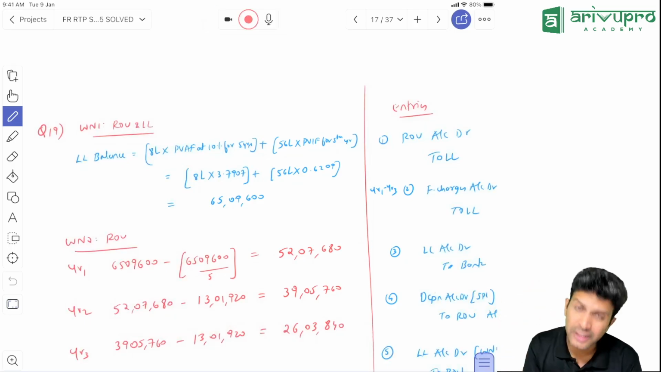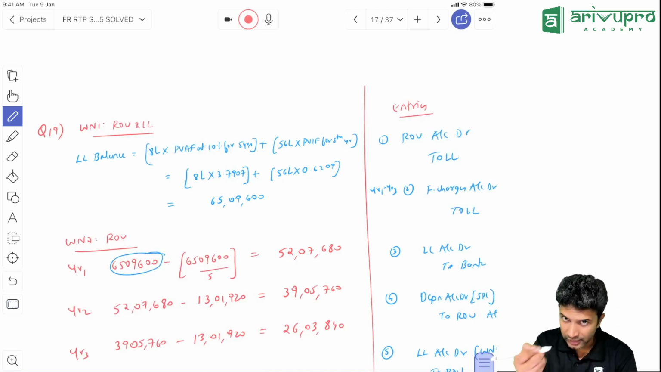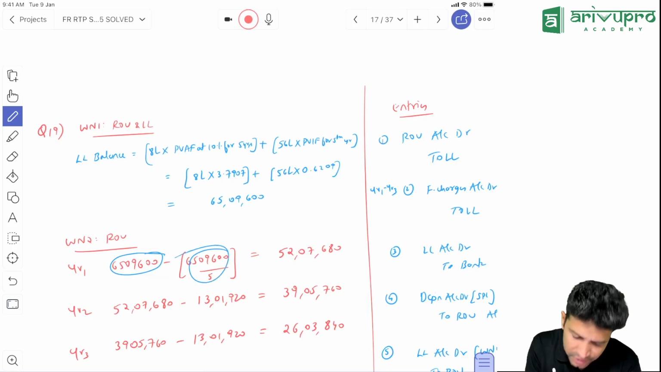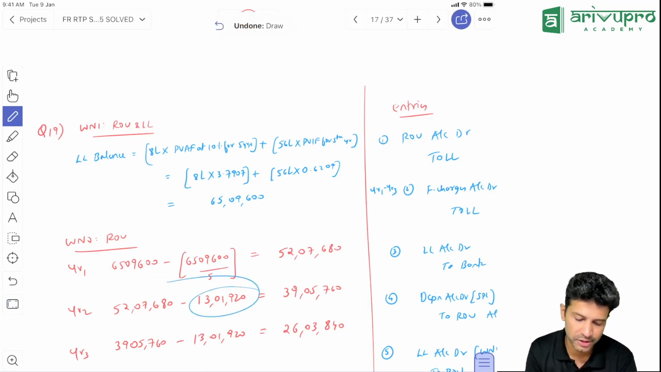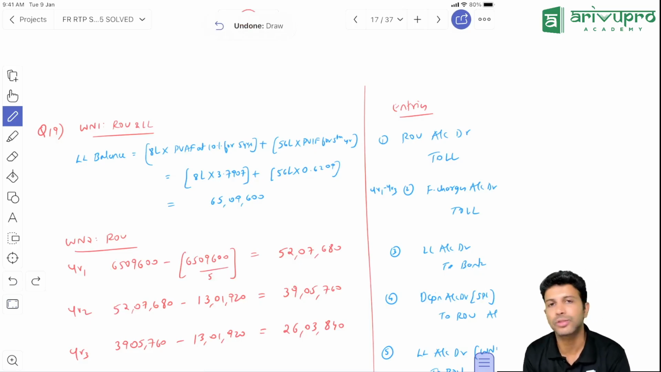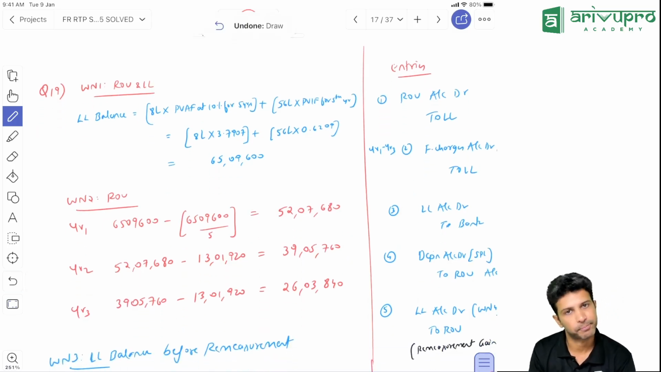Lease term is how much? 5 years. So this is the ROU's initial value, or year 1 beginning balance. This is the depreciation for the first year. This value will be depreciated over 5 years, so the depreciation every year will be 13,01,920. After depreciation, this will be the ROU balance for the first year, right?